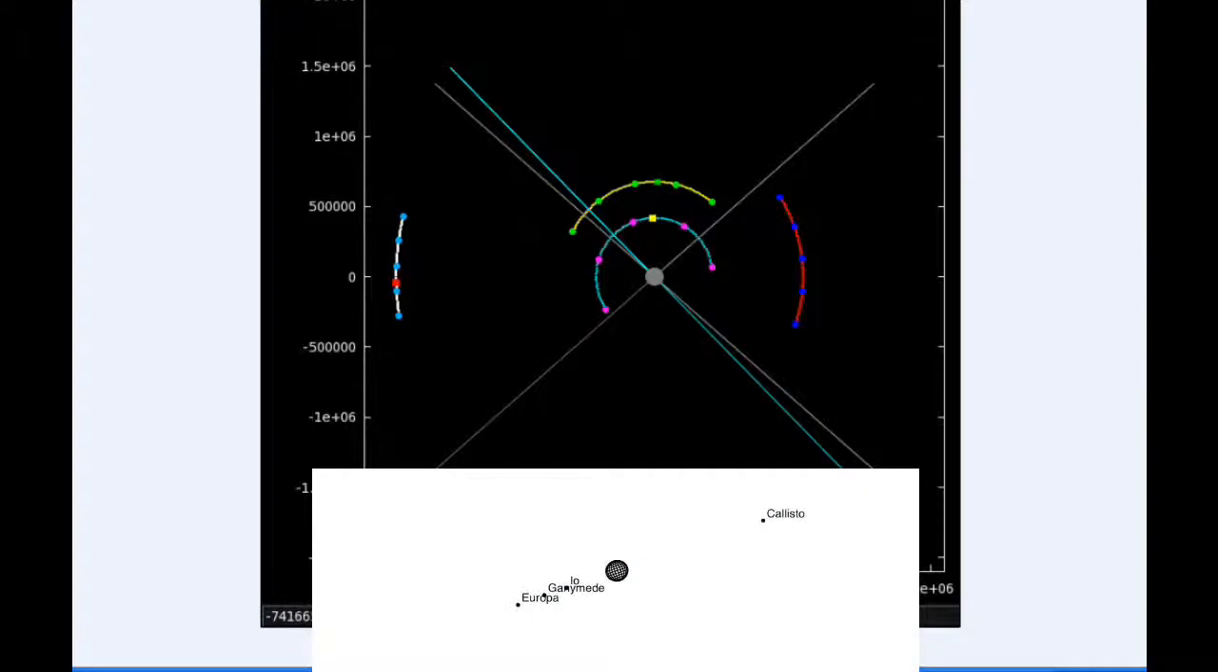At 0 hours UTC, Io begins the day in quadrant 1, heading east. Europa starts the day in quadrant 2, heading west, or quadrant 3, heading west. Ganymede spends all day in quadrant 1, heading east. And Callisto spends all day in quadrant 3, heading west.